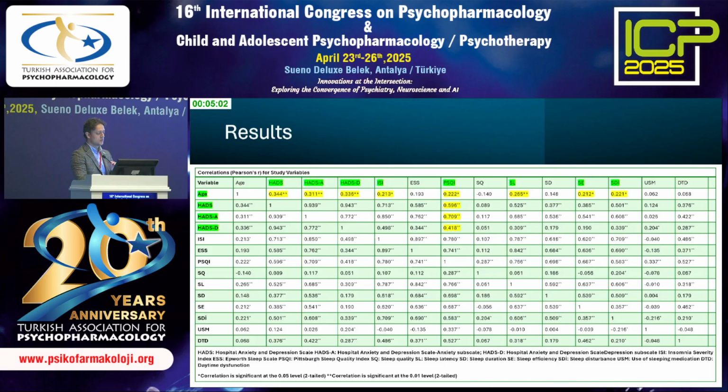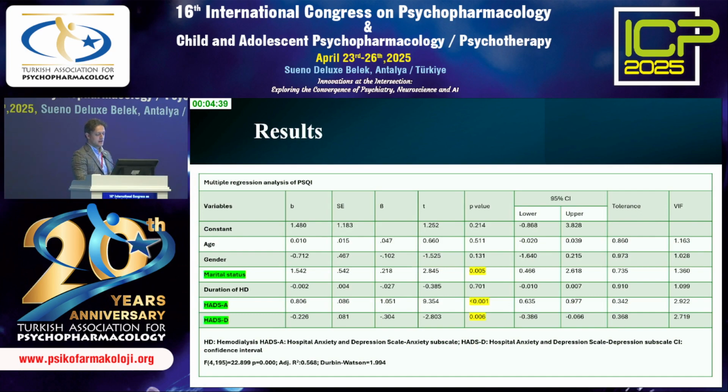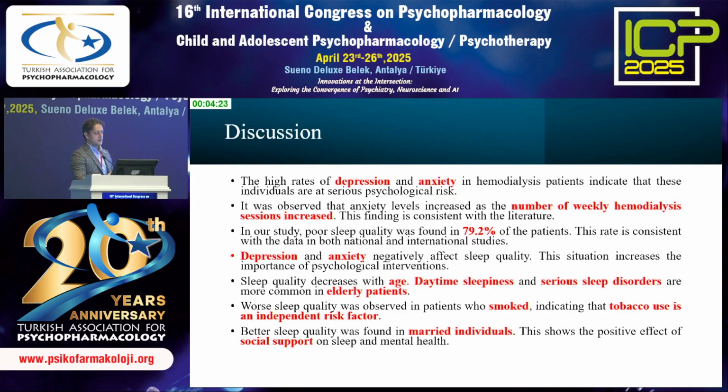So for the correlation, Pearson's for study variables, when the age is older, there are some sleep disorders linked to that, and daytime sleepiness and sleep disorders are increasing with age. For the multiple regression analysis of PSQI, marital status, HADS-A, and HADS-D have some effect on these scores. The high rates of depression and anxiety in hemodialysis patients indicate that these individuals are at serious psychological risk. It was observed again that anxiety levels increased as the number of weekly hemodialysis sessions increased.